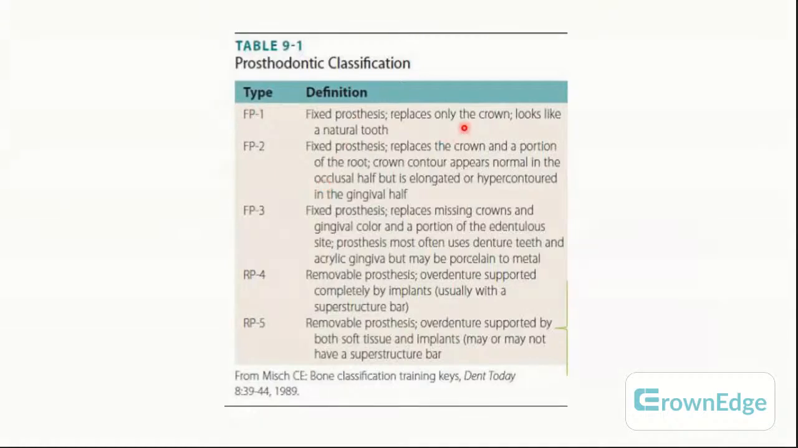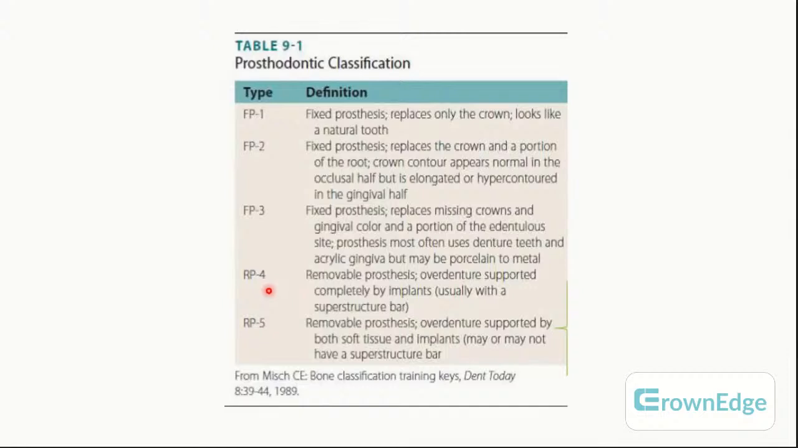So FP1 replaces only the crown. FP2 replaces the crown and a portion of the root. That is what you have to know. FP3 replaces the crown, the gingival color, and the edentulous site. So this is used mainly if you want to replace the entire system, your teeth, your gums, as well as a portion of your edentulous site. That is your FP3. RP stands for removable. You can see FP stands for fixed prosthesis, RP for removable prosthesis. All right, so keep that as an understanding.